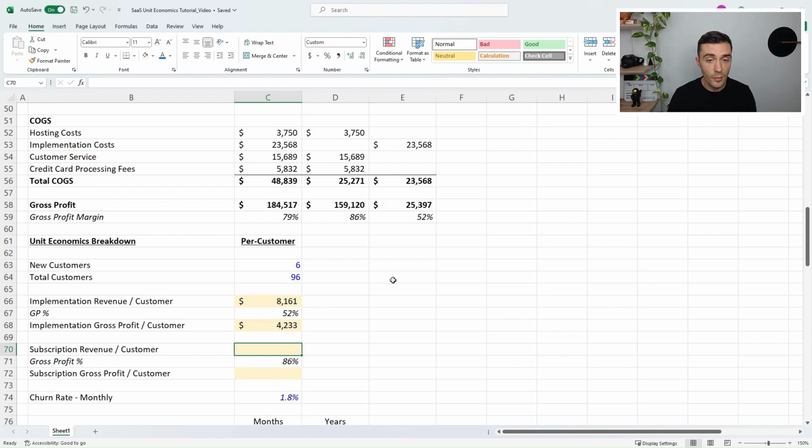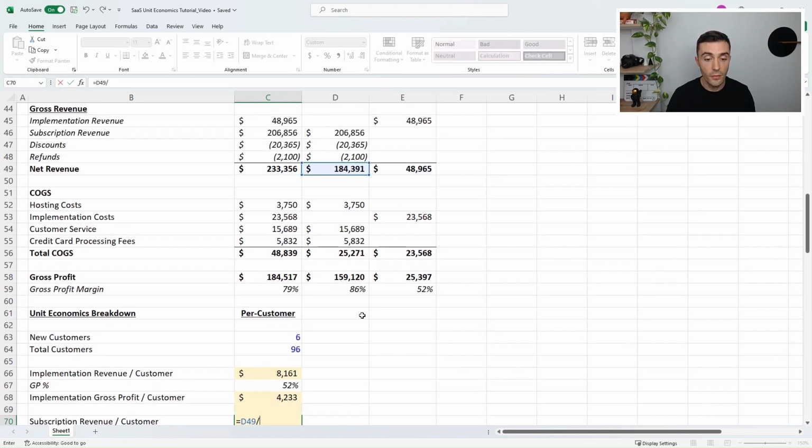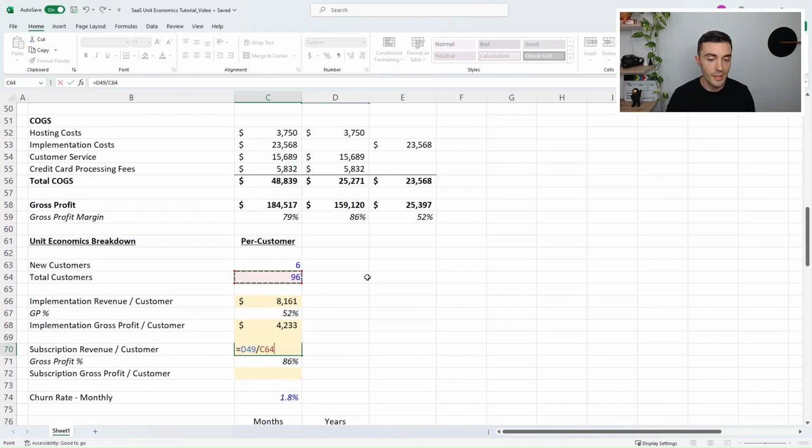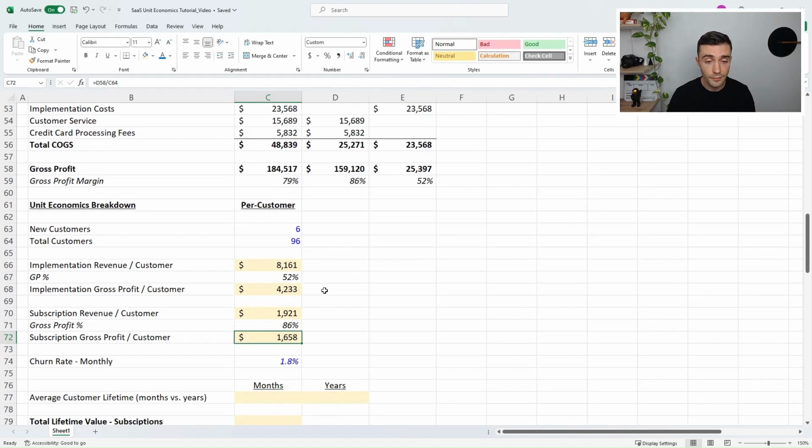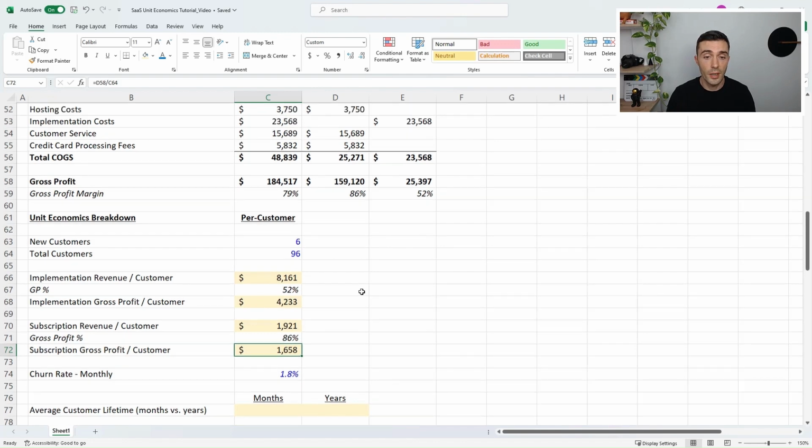Now we have our subscription revenue per customer. So we have the 184 divided by our total customers, which is 96. This is how many customers are on subscriptions. And then here we can see the $159,000 of gross profit from subscriptions divided by the 96. So total subscription gross profit per customer is $1,658. Okay, so now we have our monthly revenue and monthly gross profit per customer, which we were talking about up above.